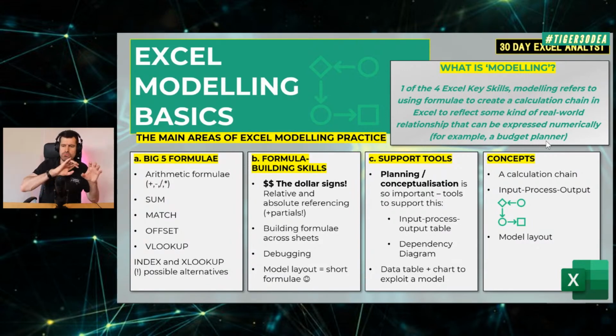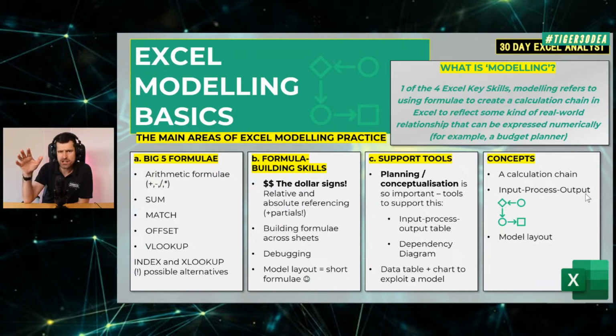So one cell would be connected to another cell, would be connected to another cell, and we would have what we call input, process, and output. We can see that here on our concepts. Input cells, process cells doing the calculations, and then an output cell that displays your answer, the piece of information that's at the end of the calculation chain. And in our budget planner case, it might be our balance at the end of the year, for example.